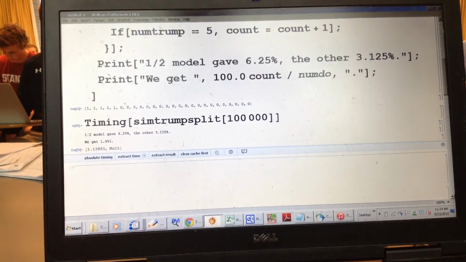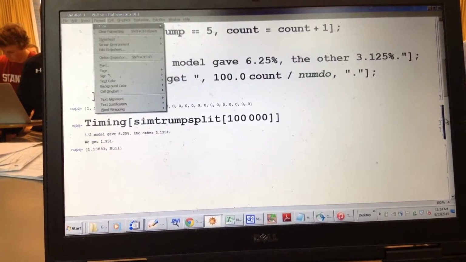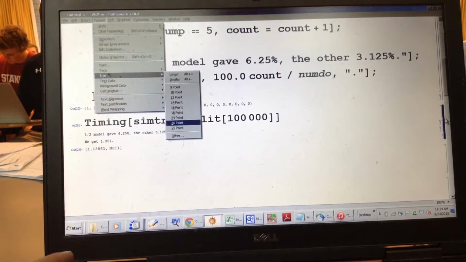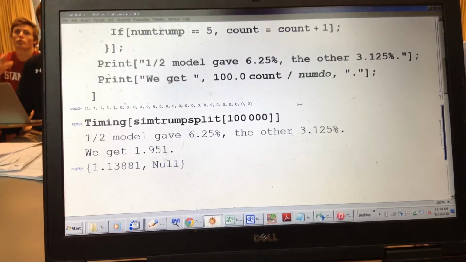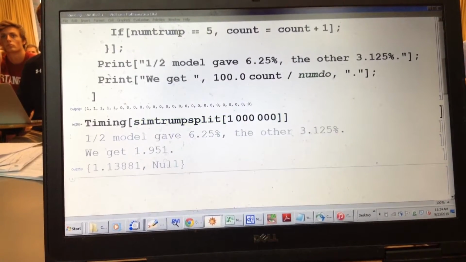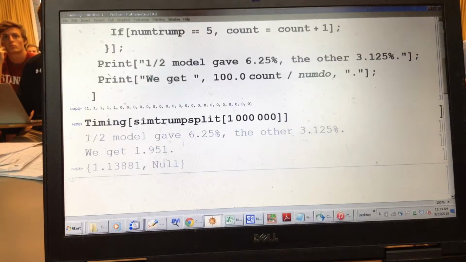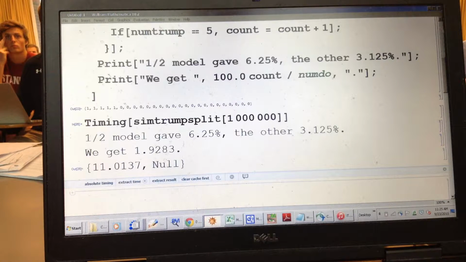It took a little bit of time, 1.95%. And it took 1.1 seconds. All right, well, we can afford to go up to 1,000,000. That should only take us about 10 seconds. Maybe just 100,000 wasn't enough. It was a little bit higher the second time when we did 100,000 versus 1,000. And this is a program that should hopefully scale linearly. 1.92.